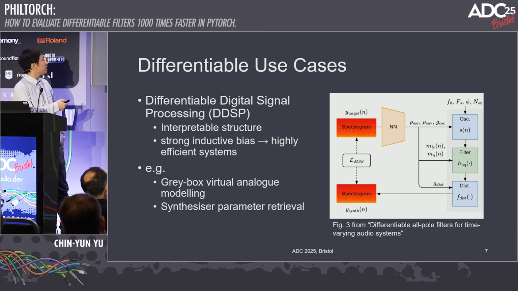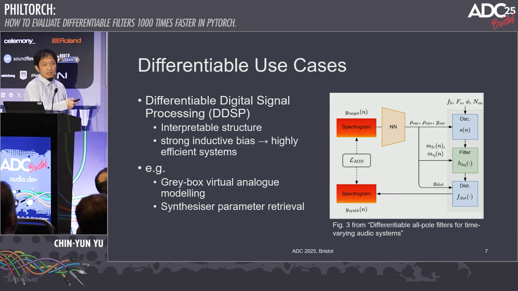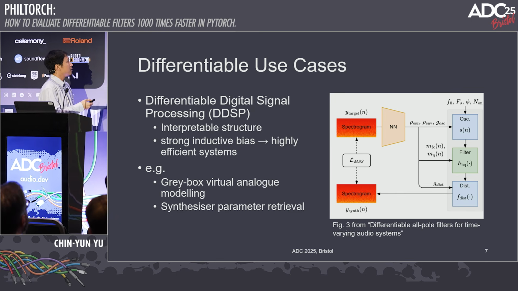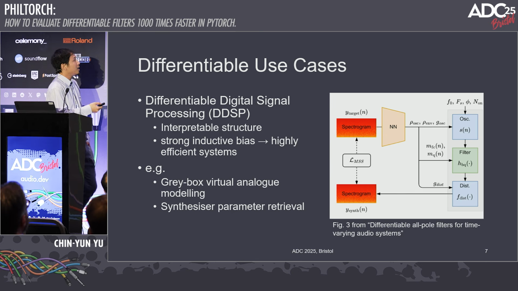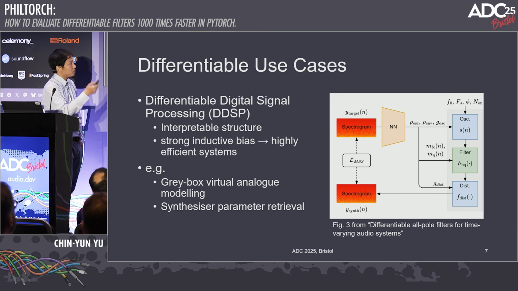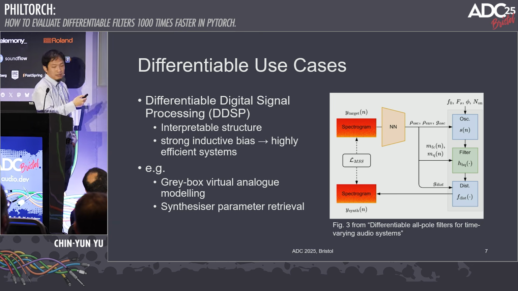A few examples here. In the past, in some publications, we did try this on gray box virtual analog modeling or even synthesizer parameter retrieval by just using a neural network to predict the filter modulation parameter and then using the output directly to match the raw audio and just minimize the loss. So you can do something with that.